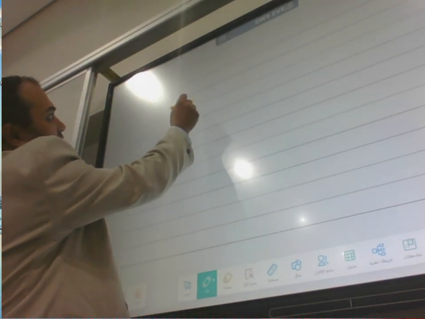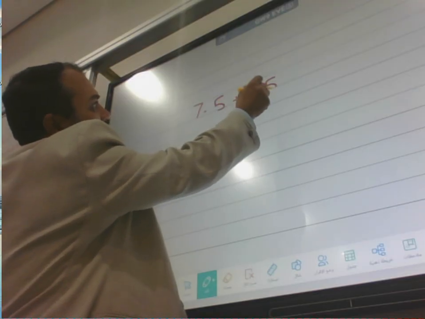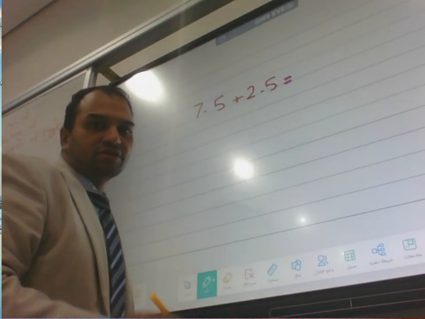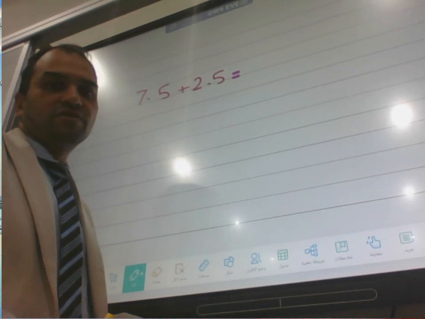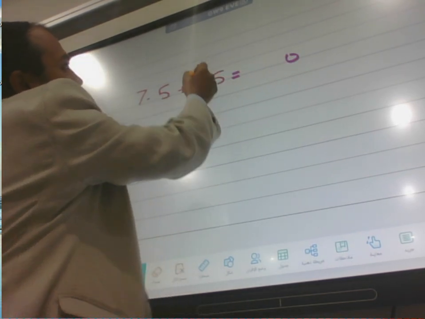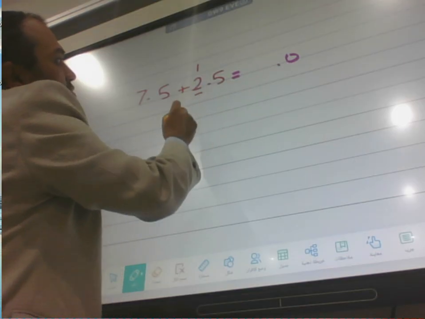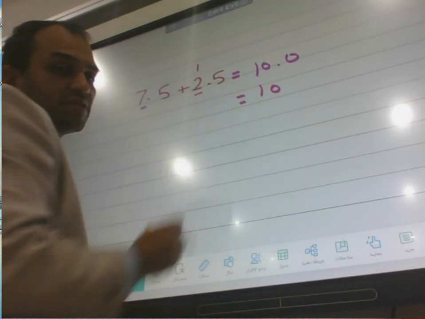Now, if we have 7.5 plus 2.5, we can add the two numbers tenths by tenths, like 5 plus 5 equals 10, write 0 and carry 1. Write the point. Then 2 plus 1 is 3, and 3 plus 7 equals 10. It means the answer here will be 10.